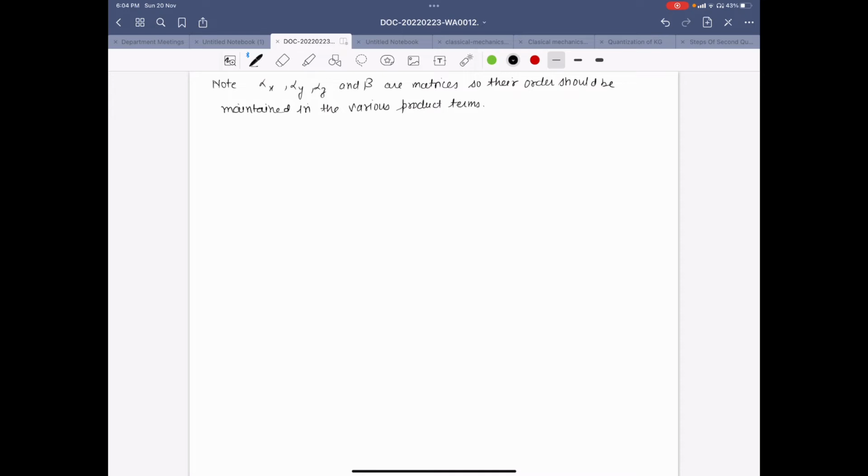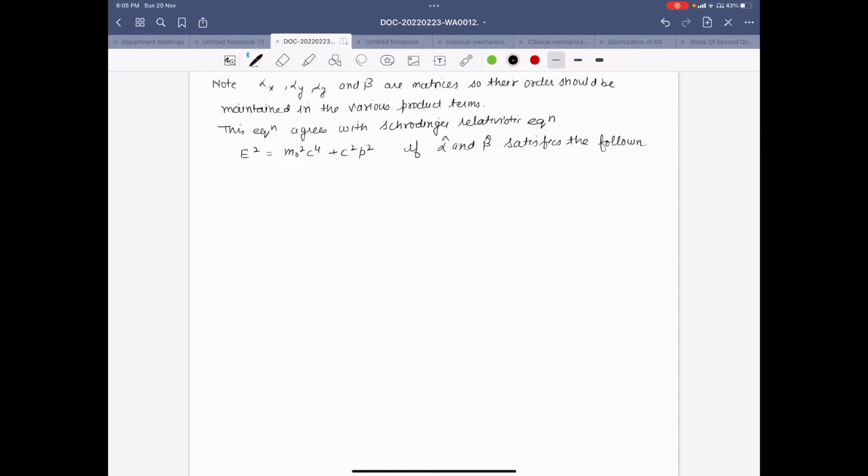Now this equation is also valid. This equation agrees with Schrodinger's relativistic equation, that is E square equals c square p square plus m naught square c to the power 4, only if alpha and beta are satisfied. There are some relations which this must follow.